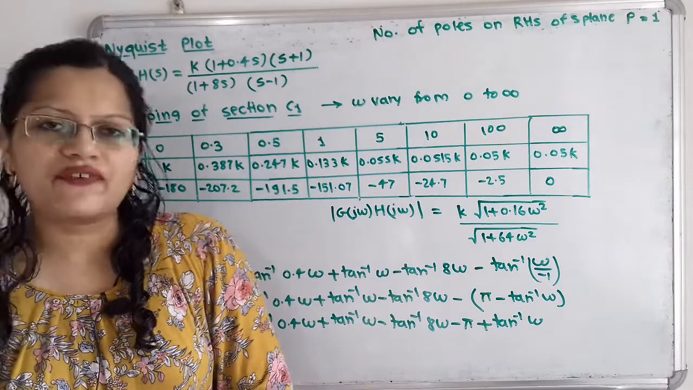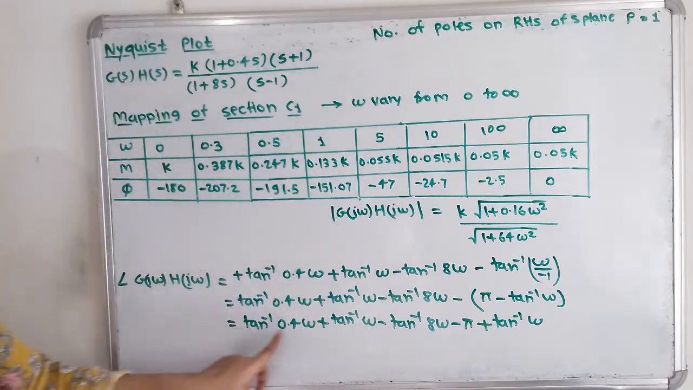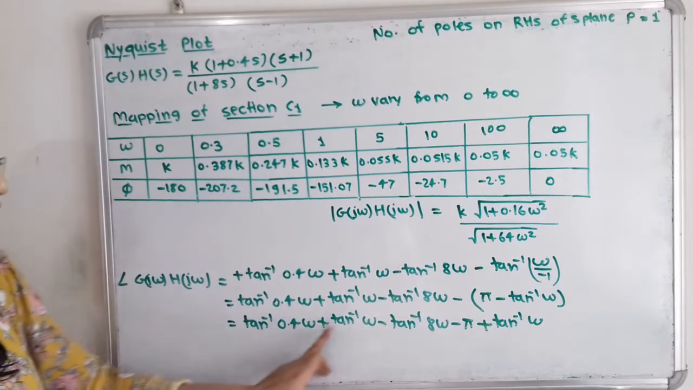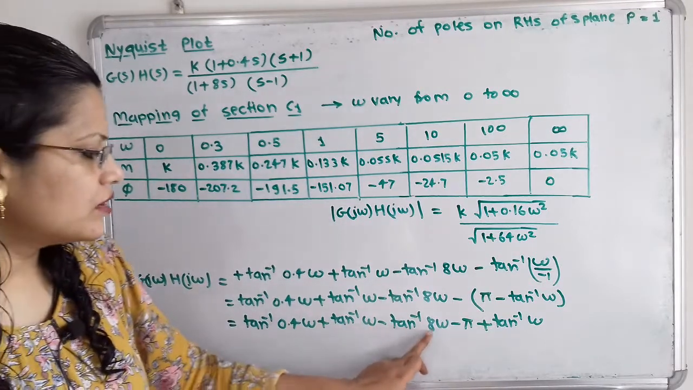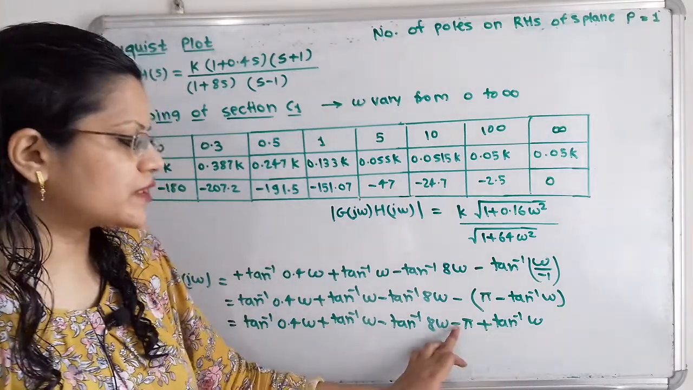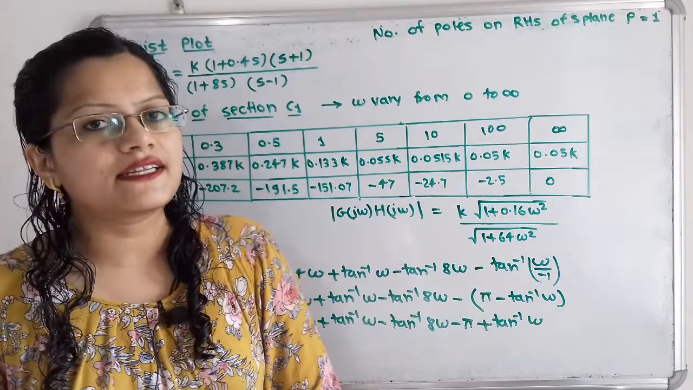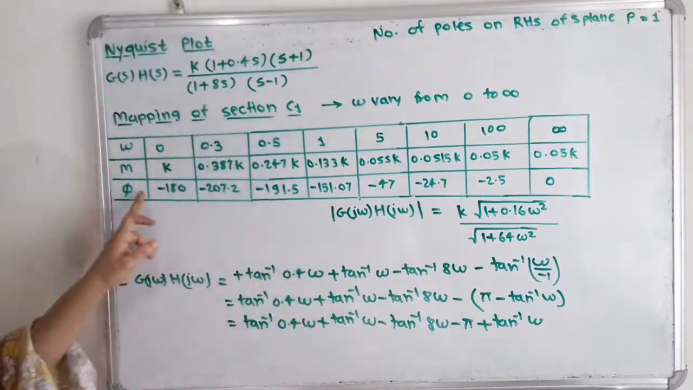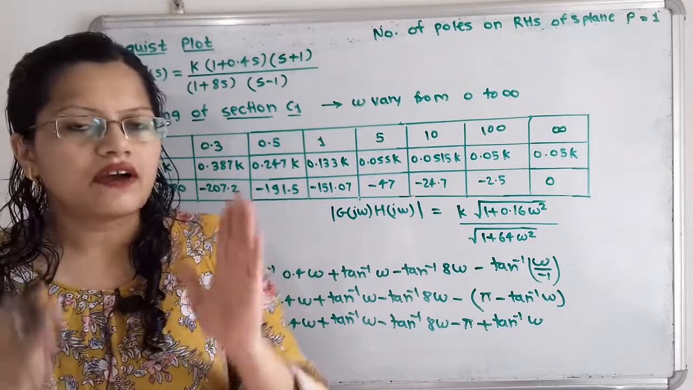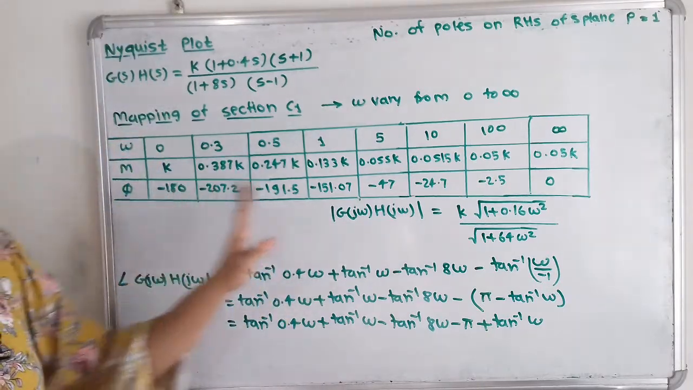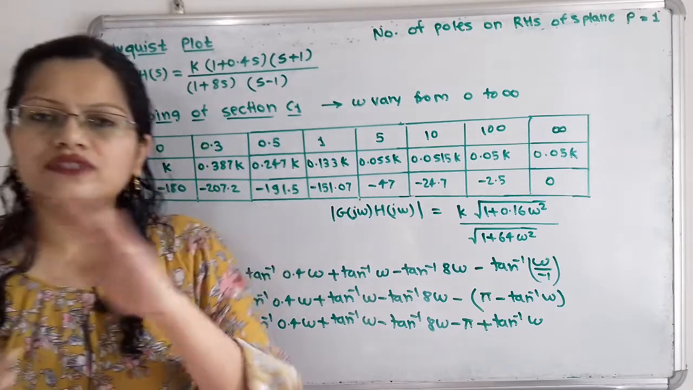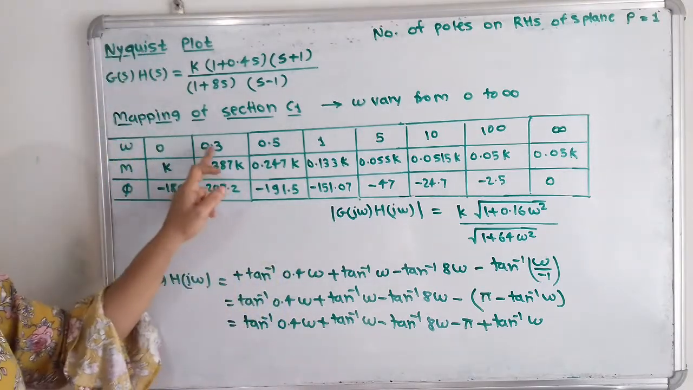Now what about the phase angle phi? If we put omega equal to 0, then tan inverse of 0 is 0. Then here also 0, 0 minus pi, and here tan inverse of 0, 0. So the remaining value is only minus pi, that is minus 180 degree. So we will write here phase angle phi is equal to minus 180 degree. Now in the same way we have to take different values. The next value, we can choose any random value. So I will choose here 0.3.